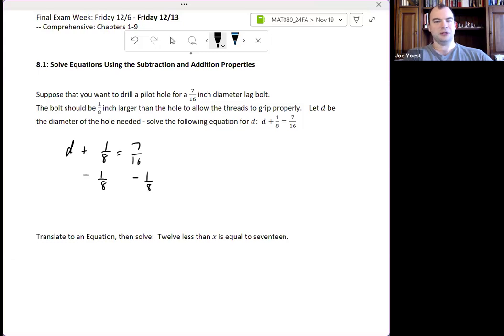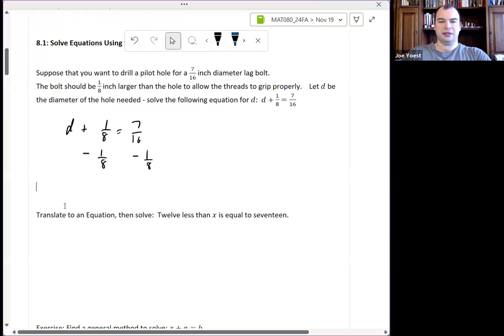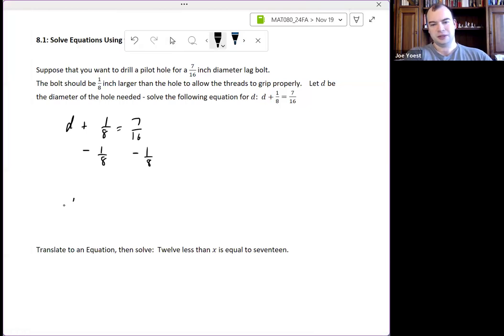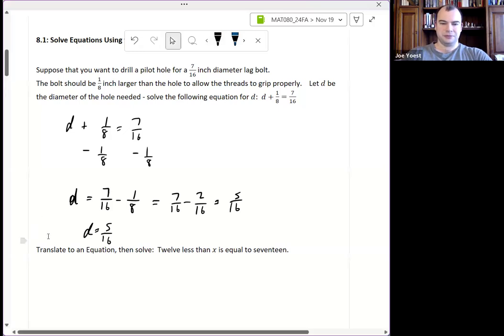We have variable plus number equals number. We isolate our variable term by subtracting that 1/8 off of both sides. D plus 1/8 minus 1/8 is just D. And on the right-hand side, we have 7/16 minus 1/8. I see that this is 7/16 minus 2/16. Multiplying 1/8 on the top and bottom by 2 gives me a common denominator, for 5/16. So the desired hole diameter needed is 5/16 of an inch.